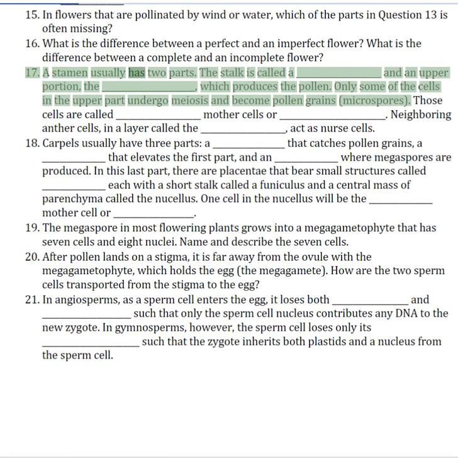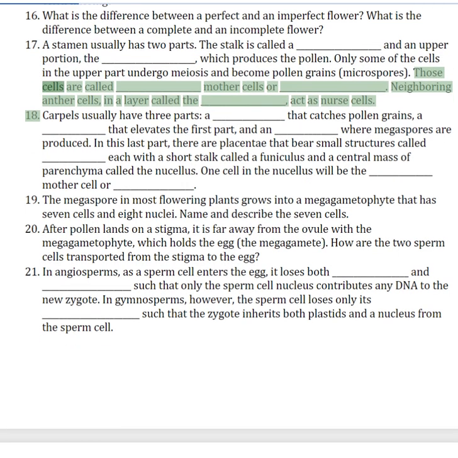17. A stamen usually has 2 parts. The stalk is called A, and an upper portion, the, which produces the pollen. Only some of the cells in the upper part undergo meiosis and become pollen grains. Those cells are called mother cells. Neighboring anther cells, in a layer called the, act as nurse cells.